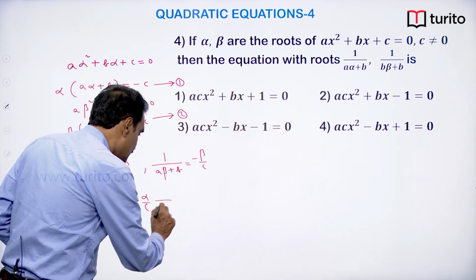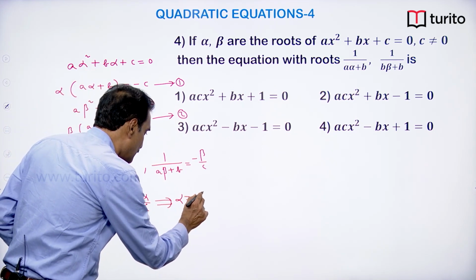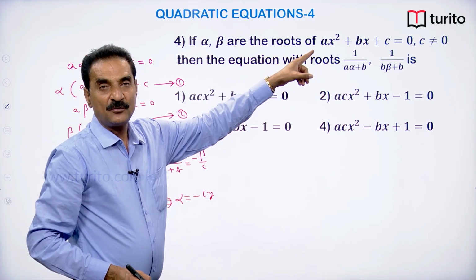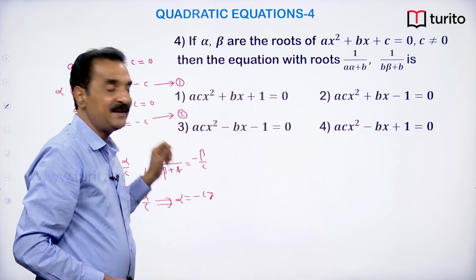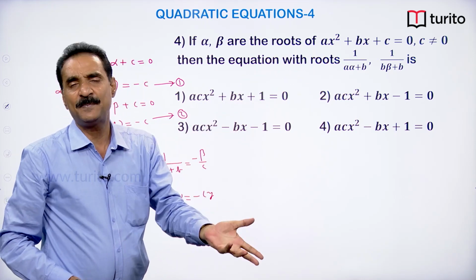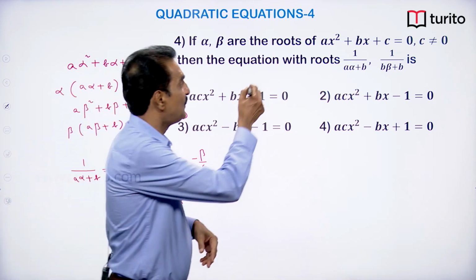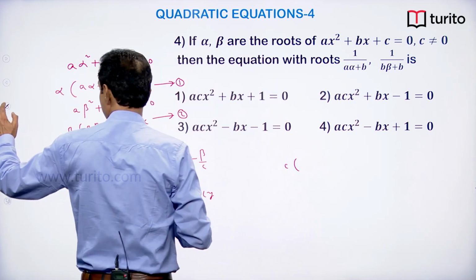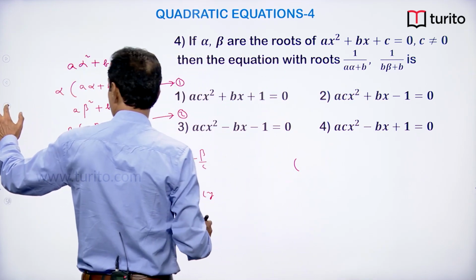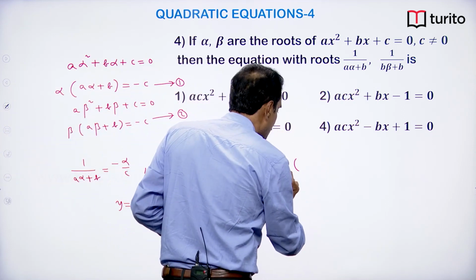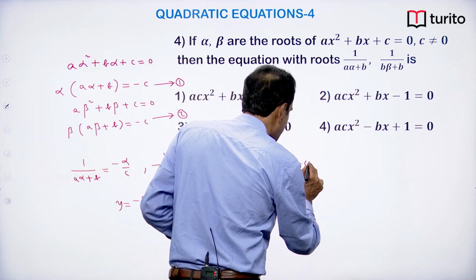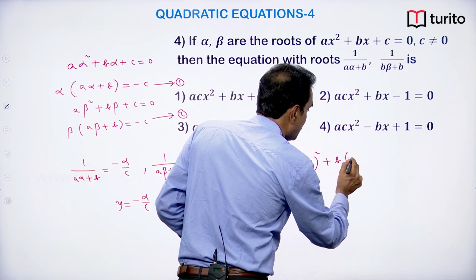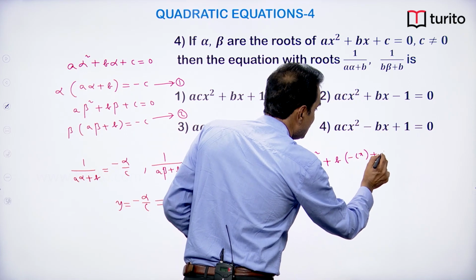Then what is the old root? Alpha is equal to minus c by y. So alpha satisfies the equation now. You have to replace x by minus c by x, or you can directly replace x by minus c x. So what happens? c into, a into minus cx whole square plus b into minus cx plus c is equal to 0.